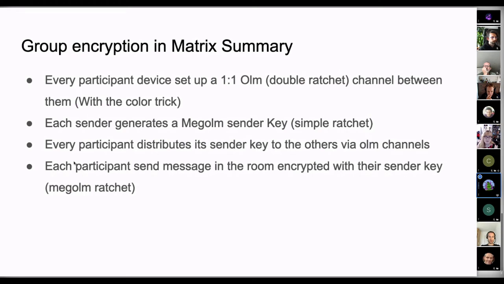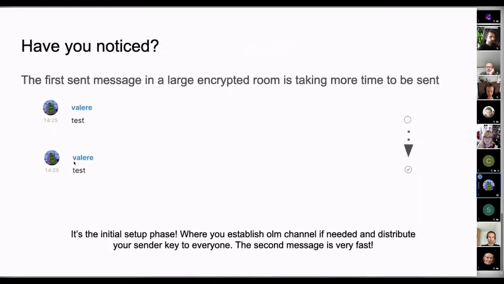After that, you create your sender key and share it with everyone. All the other group participants are doing the same. And then each participant uses their sender key to encrypt. Maybe you have noticed that the first time you send a message in a large encrypted room, it takes more time to be sent. It's all this initial setup, where you have to download other devices' keys, establish the one-to-one channel, and then send to everyone. After that, it's fast because everyone already has the key.